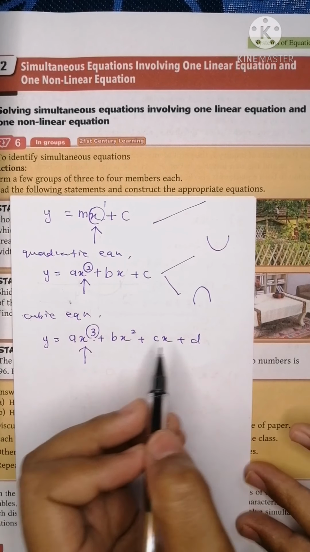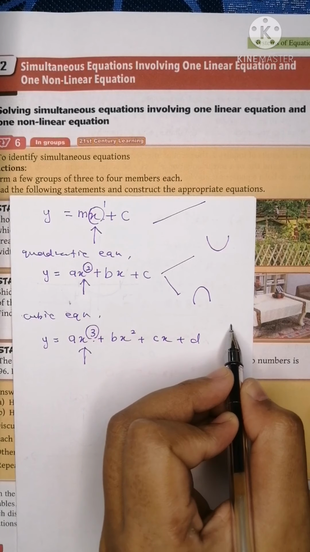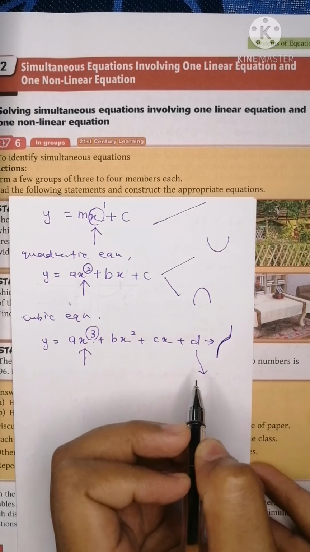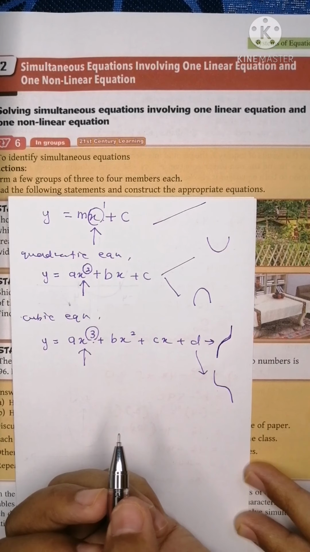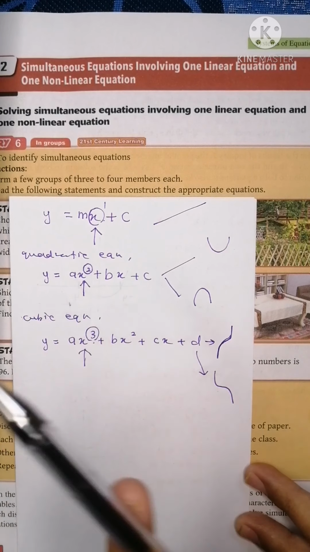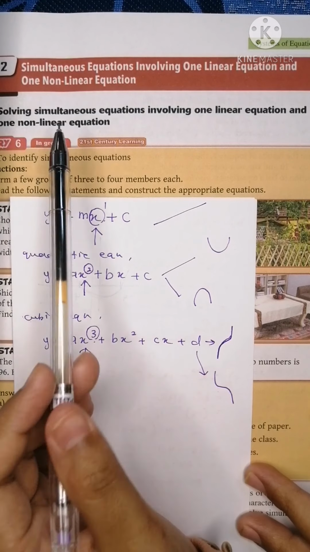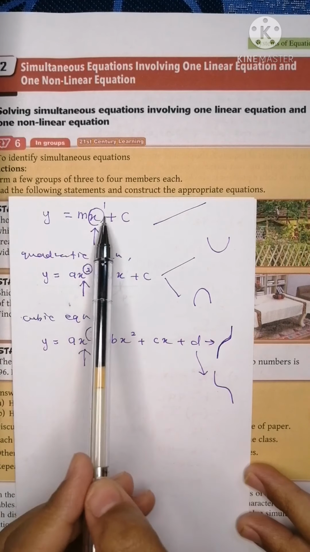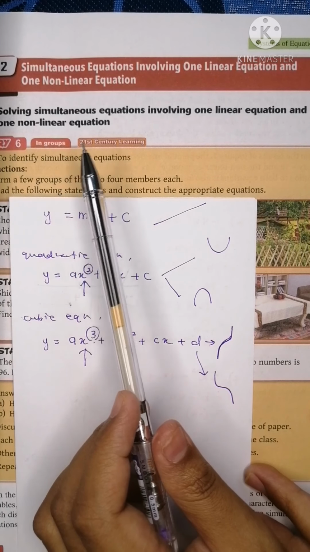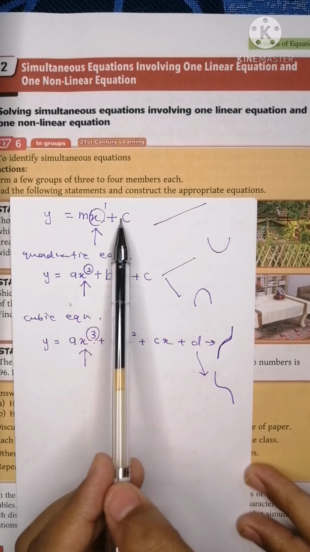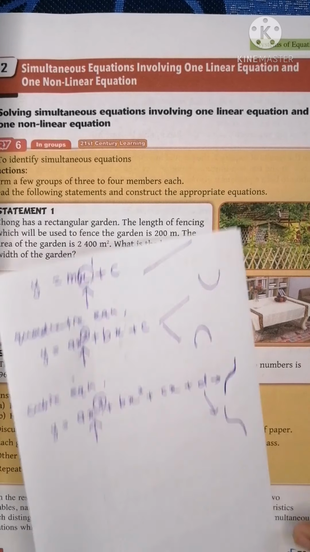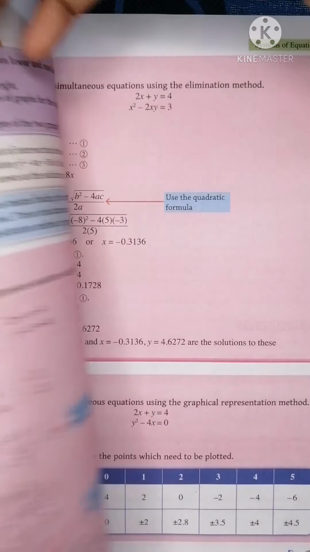For a cubic equation, the graph is like this. There are two types of graph: this one for the positive, and the negative one is like this. So this is an example of a non-linear equation. The most important thing in this subtopic is that a linear equation must have the highest power of 1, and a non-linear equation is anything other than this characteristic.